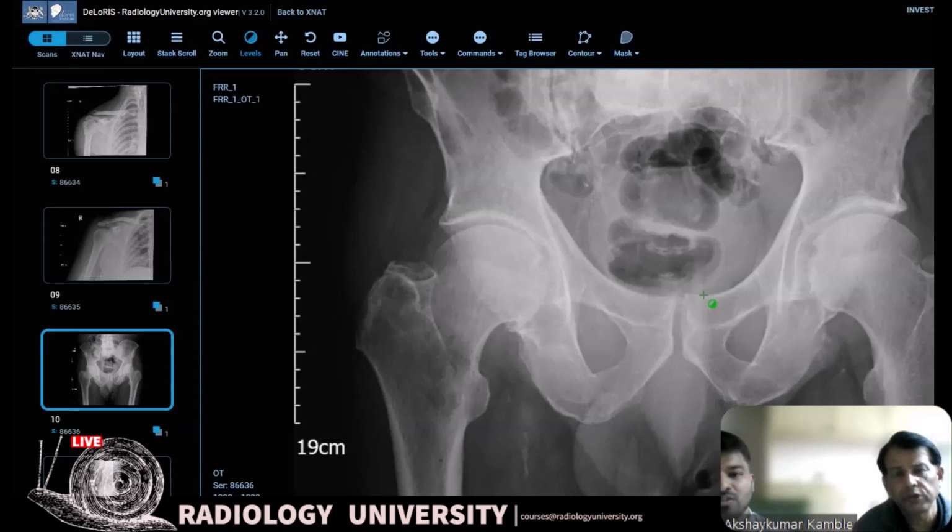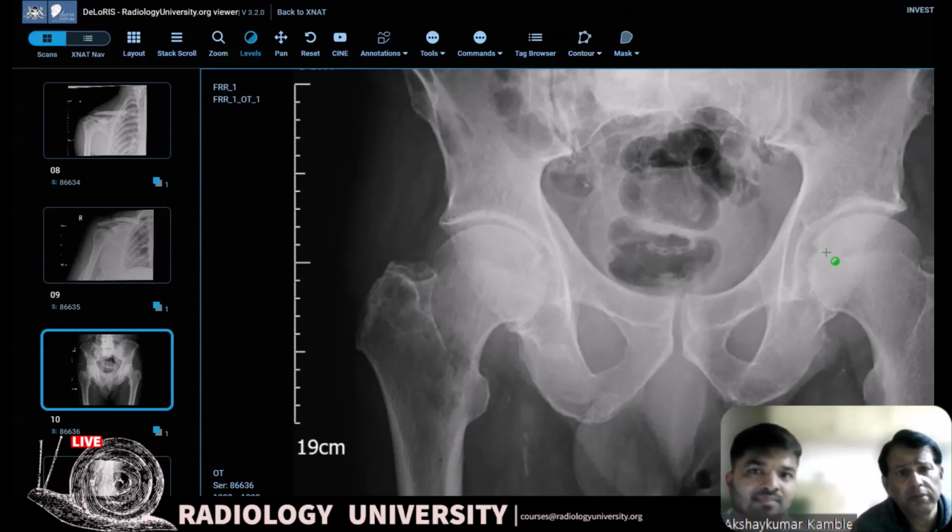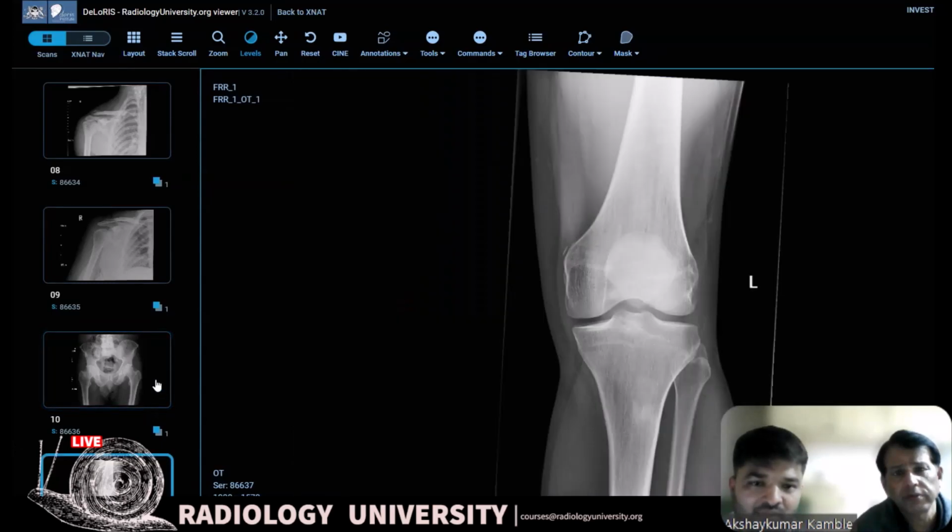Yep, good. So this is a good description for a viva case. The vascular calcifications are all considered normal, minor degeneration normal. Okay, any questions, anybody? Okay, carry on. Okay, so number 11.